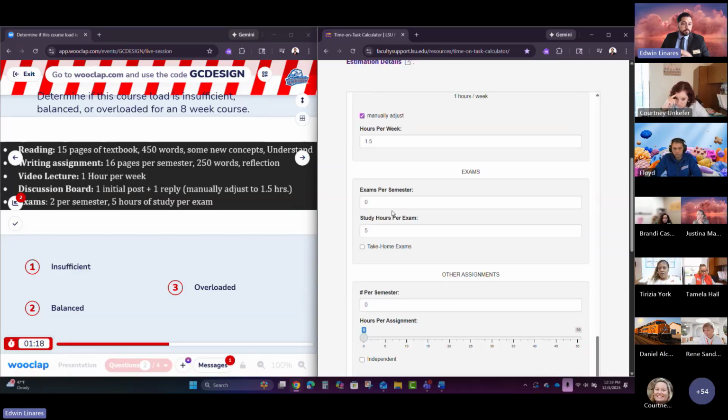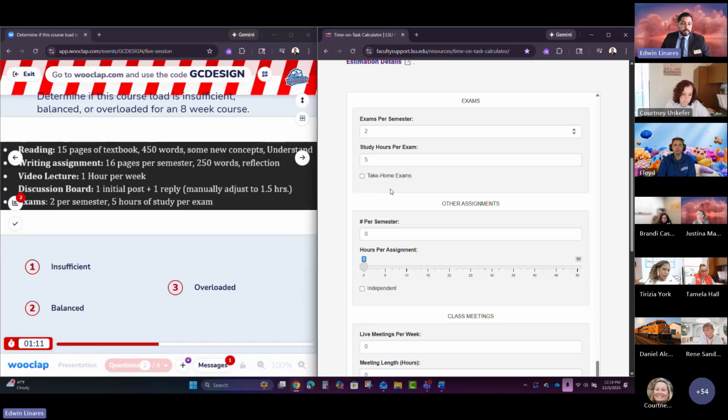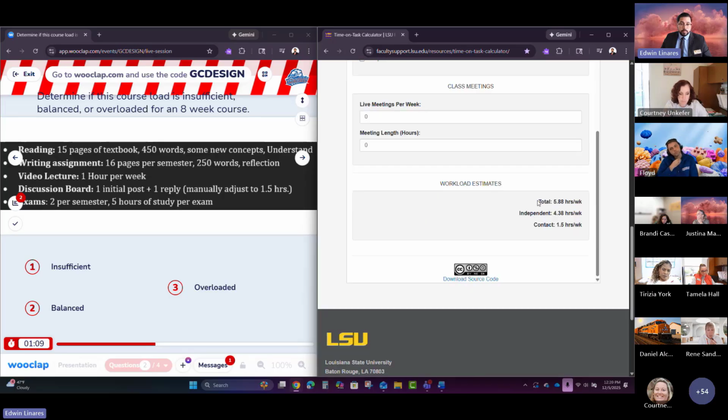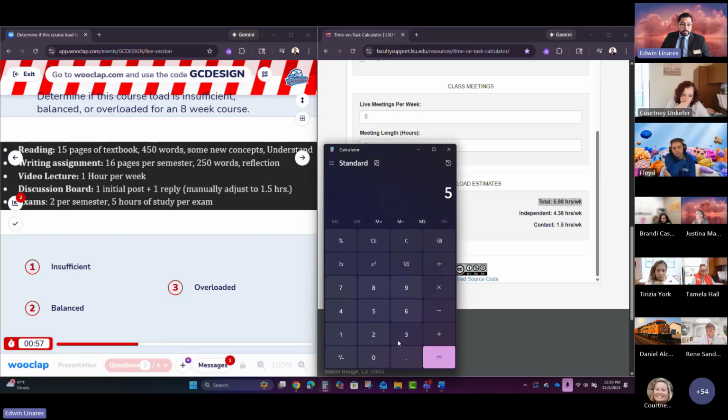And then lastly, for exams, we have 2 per semester, and we recommend students study approximately 5 hours per exam. As we scroll down, notice that we get a total per week of student engagement hours of 5.88. If we take out our calculator and do the math for the 8 weeks, multiplying 5 hours times the 8 weeks of the semester, we get this number, 47.